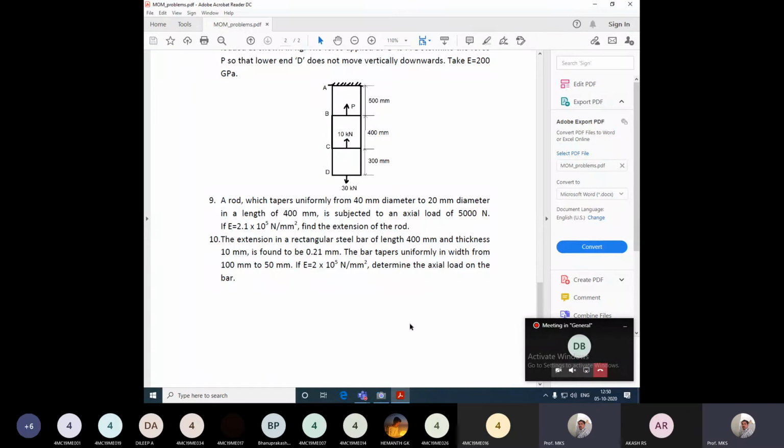Okay, last, the 10th one. The derivation, you need to do it. Rectangular cross section bar. You need to refer to the book. It is exactly the same steps. So follow that. The final expression has to be that. Note down this 10th problem.